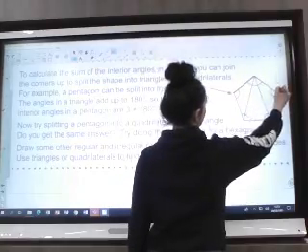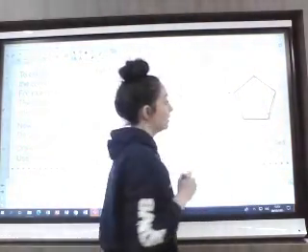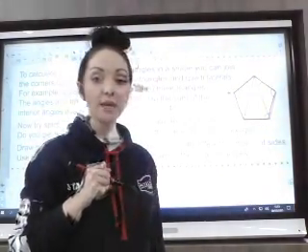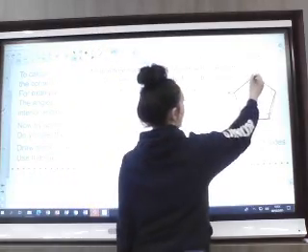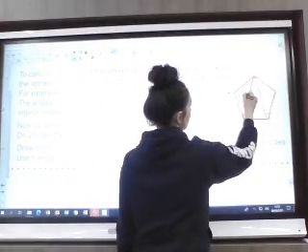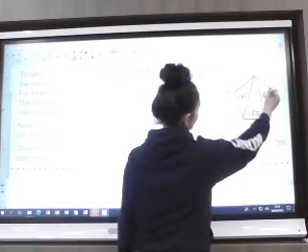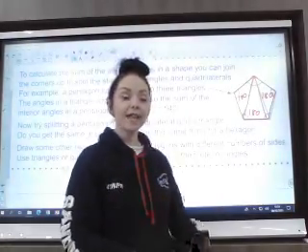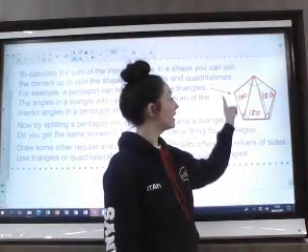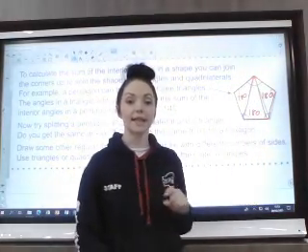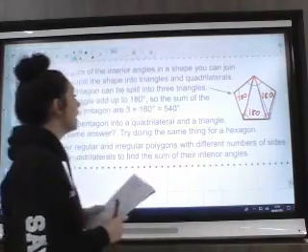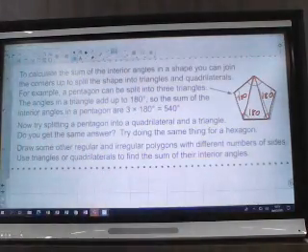Because this is your pentagon. A pentagon is a 5-sided shape. That's your pentagon. So if each one of these is 180, sorry, I have to write it quite small to fit it in, then to work out the angles in a pentagon, you do 180 times 3. So that's the angles in a triangle.